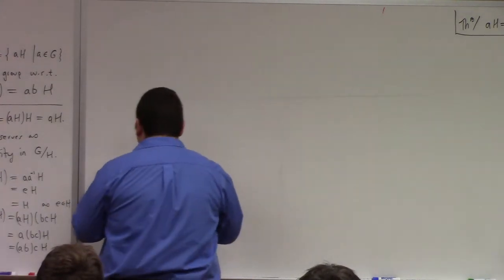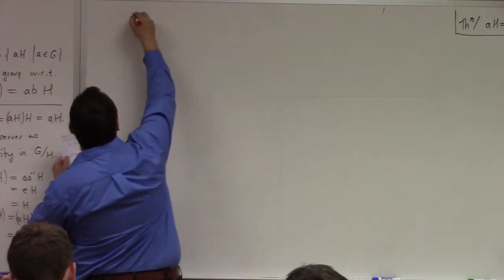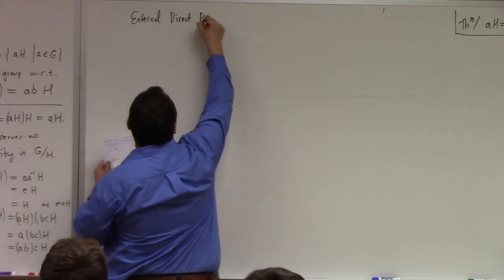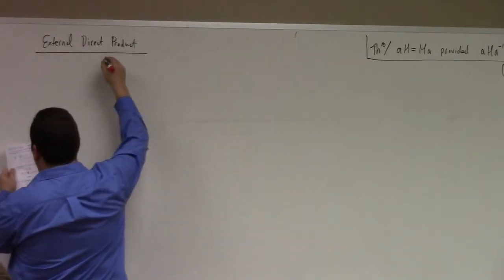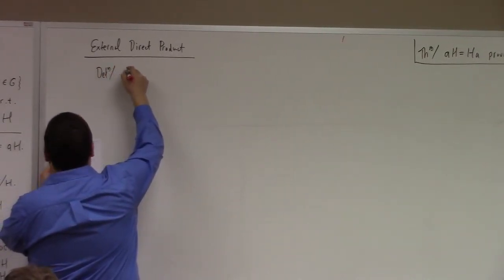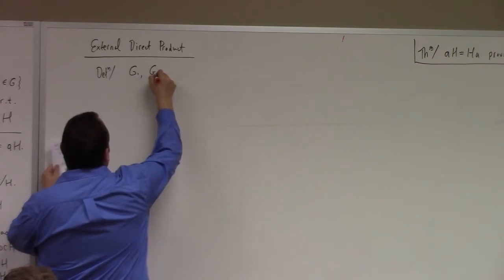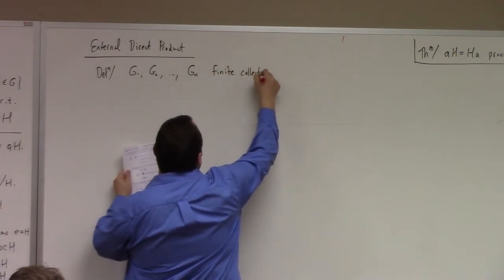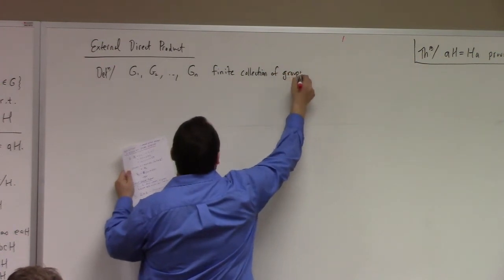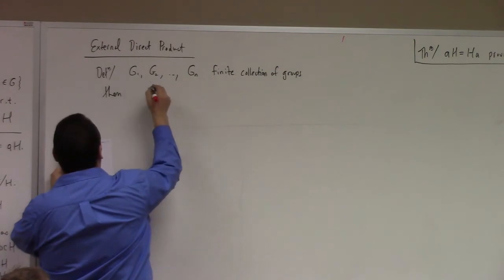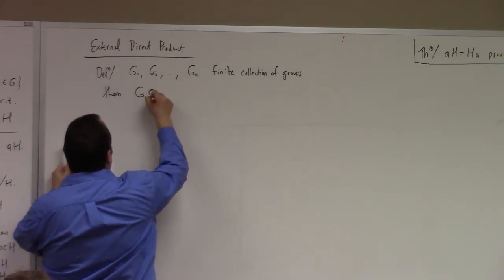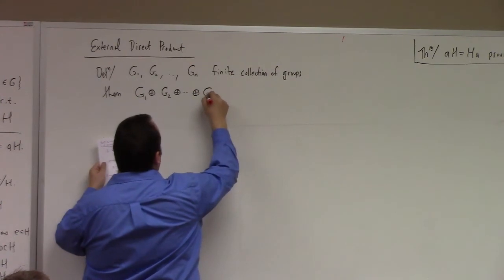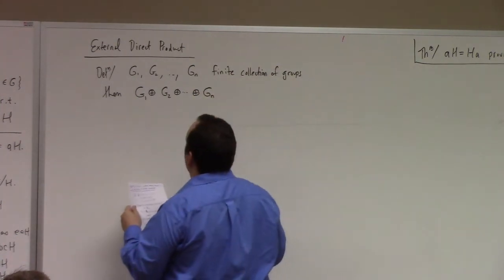So, external direct products. Here's the definition. Let G1, G2, ..., Gn be a finite collection of groups. Unfortunately, I used the wrong notation in the help session at one point. I'm going to get them both out on the table here, and I'll show you the difference in a second. Then this is the external direct product of these groups.